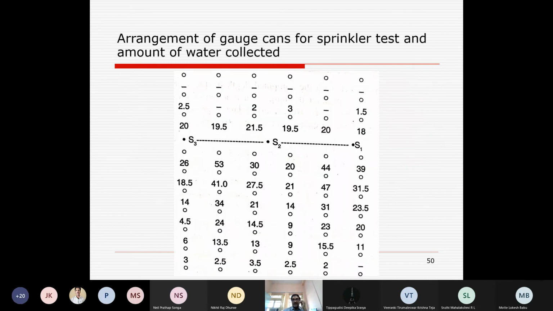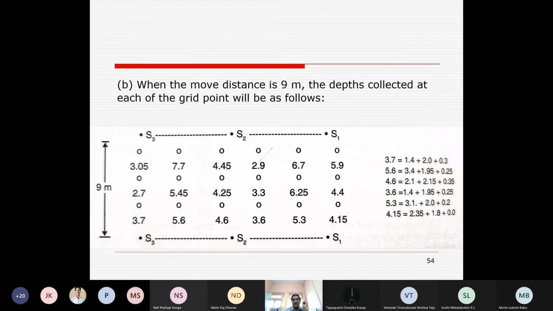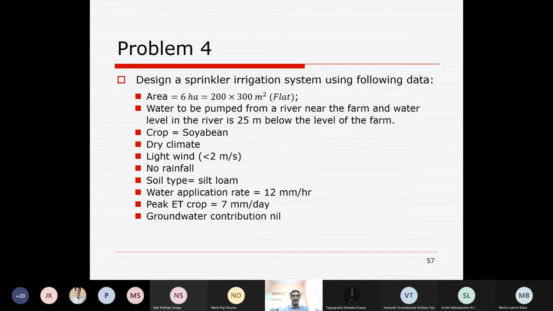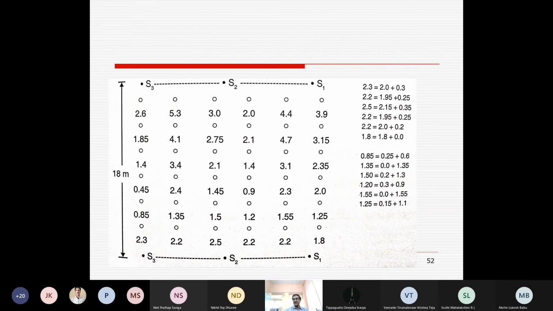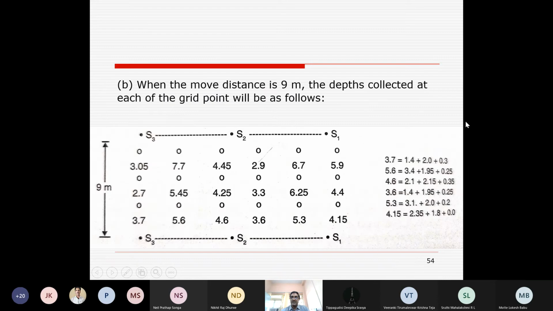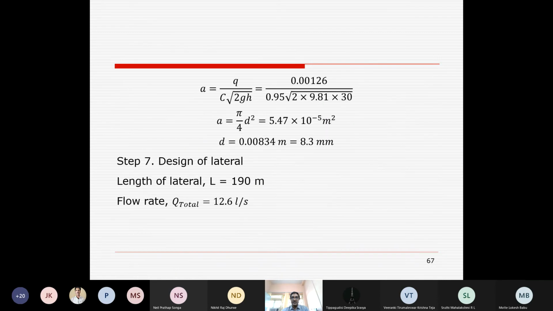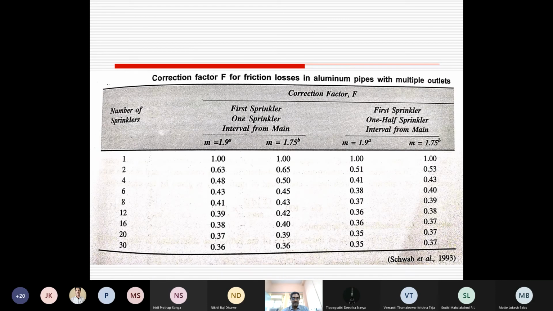Now, this is about the testing of the sprinkler system, but two important questions are there. I will explain them in the next class. After that, it will be the drip irrigation system, which is again a long class to cover the whole condition of learning the drip irrigation system.